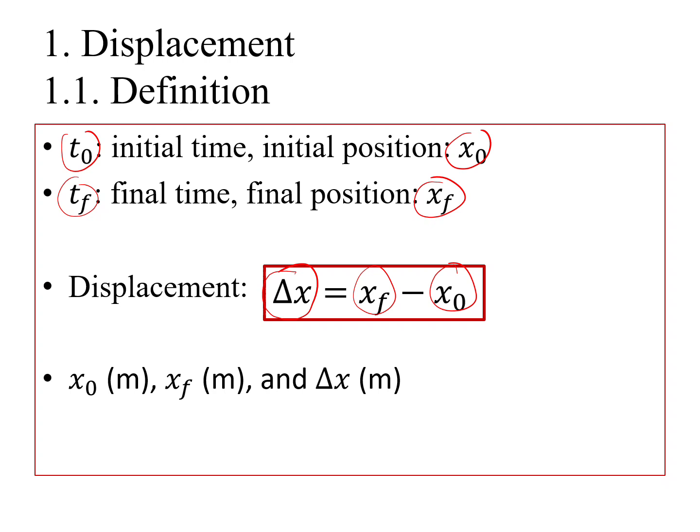Displacement is a vector quantity. That means it has both magnitude and a direction. So the sign matters. A positive displacement means the final position is in the positive direction from the starting point. A negative displacement means the final position is in the negative direction from the starting point.